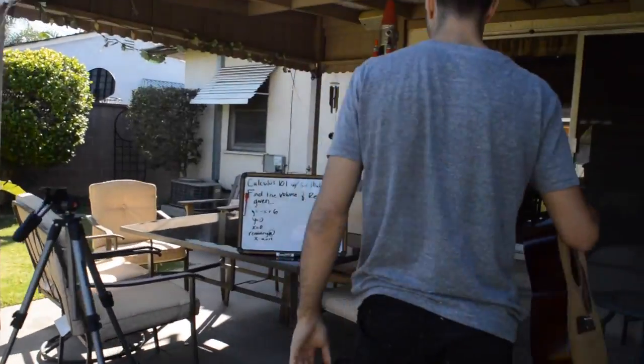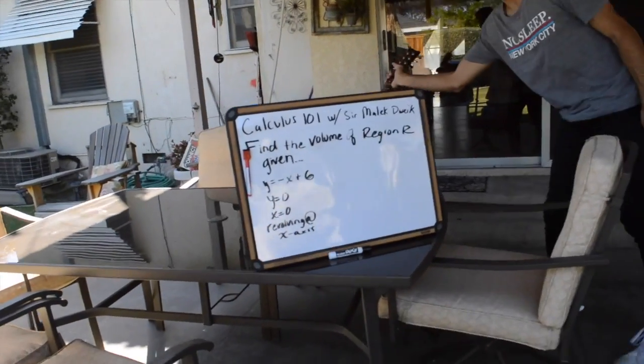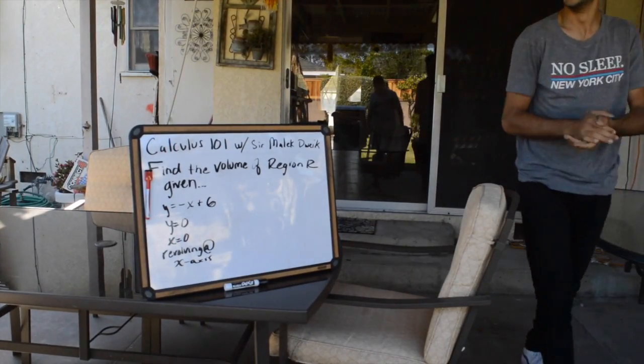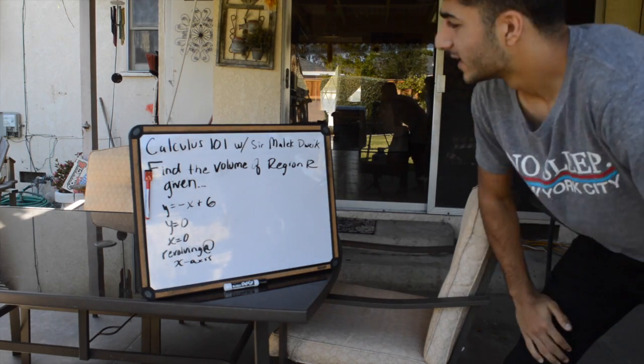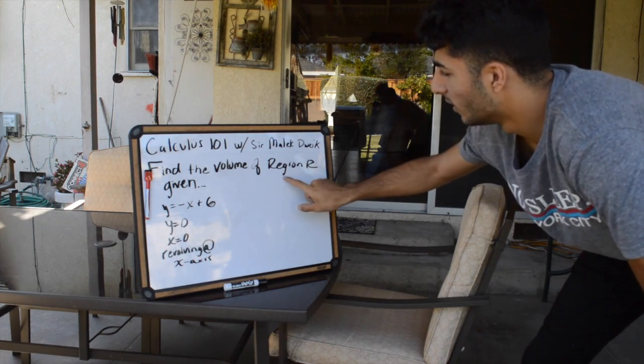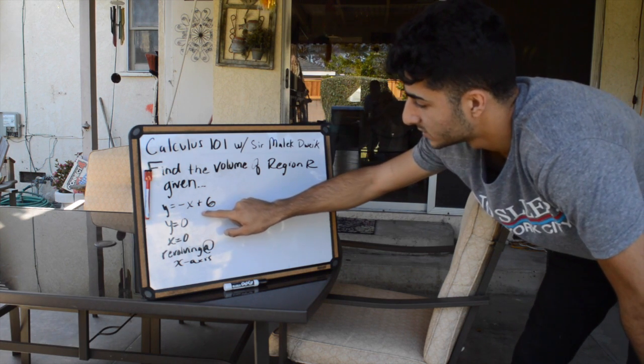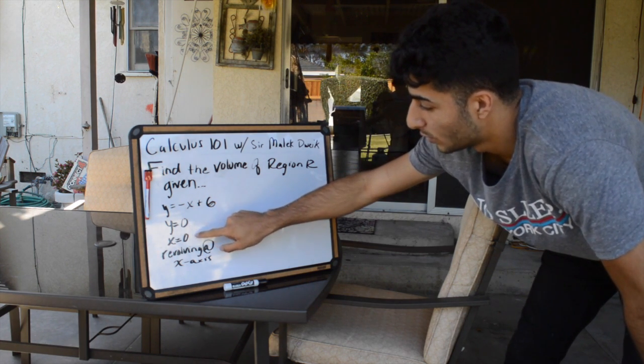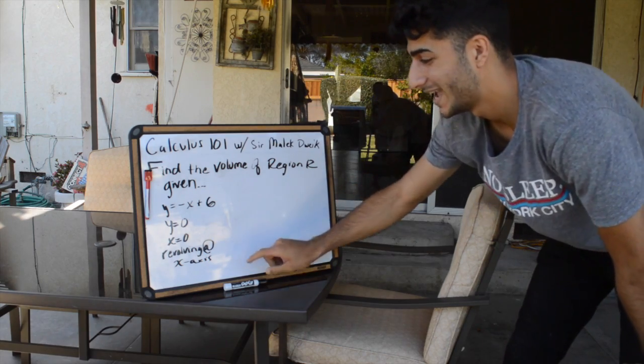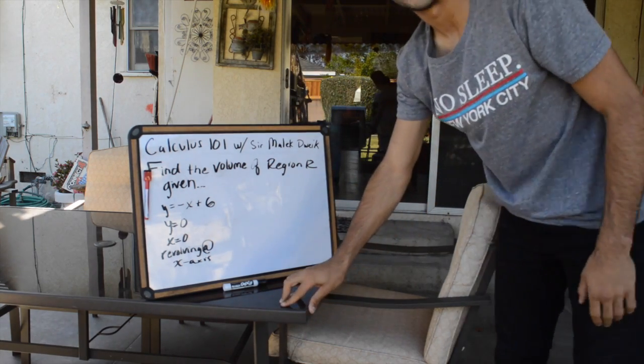That's a tripod and a calculus problem. What do you know? You know what that means? I guess we're in for a lesson. So it says, find the volume of region R given that y equals negative x plus 6, y equals 0, x equals 0, and the region is revolving around the x-axis.